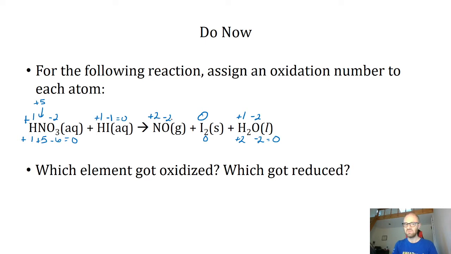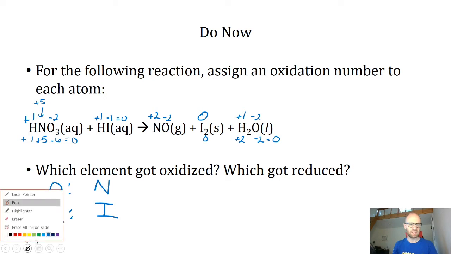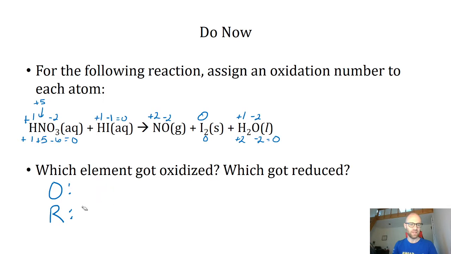So, which element got oxidized? Which element got reduced? It looks to me like the iodine got reduced and the nitrogen, nope, I just did that backwards. The nitrogen has an oxidation number of +5 and then it ends up with a +2, so that's reduction. Literally the oxidation number got reduced, it went down. The -1 to 0 is actually an increase, and that's why.